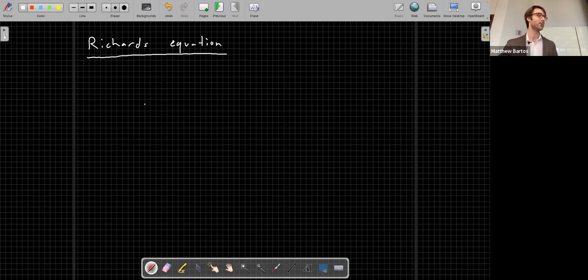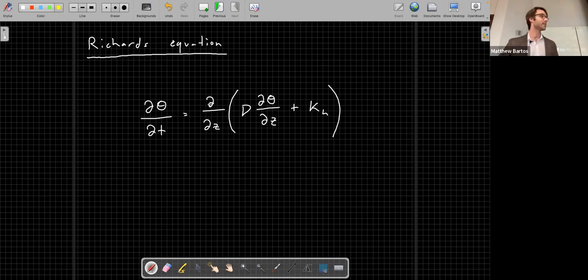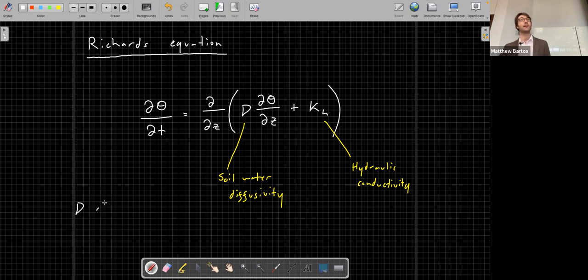But Richards equation will take the following form. It's another partial differential equation. d theta by dt is equal to d by dz of capital D d theta by dz plus KH, the hydraulic conductivity. This D is called the soil water diffusivity. And again, this is the hydraulic conductivity. Both D and the hydraulic conductivity in general are functions of the volumetric soil moisture content. So D and KH are functions of theta.